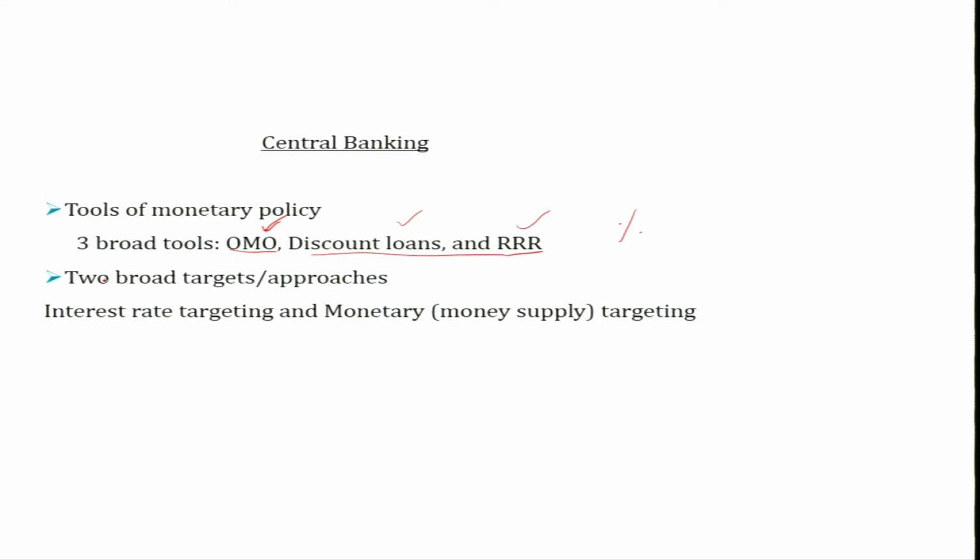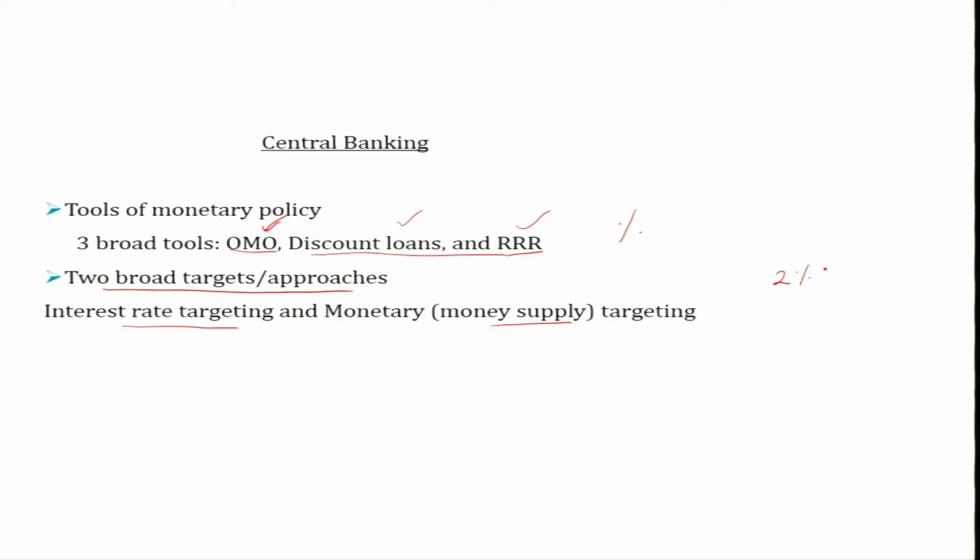There are also two broad targets or approaches in the monetary policy regime. One is called interest rate targeting. The second is called monetary targeting, or money supply targeting. In interest rate targeting, the central bank targets the interest rate as the main outcome it wants to achieve. Suppose the short term interest rate in the country should be 2%. That is the target. That is one approach.